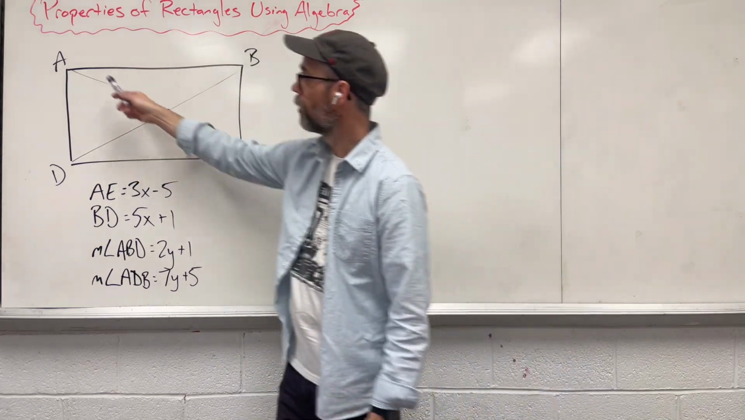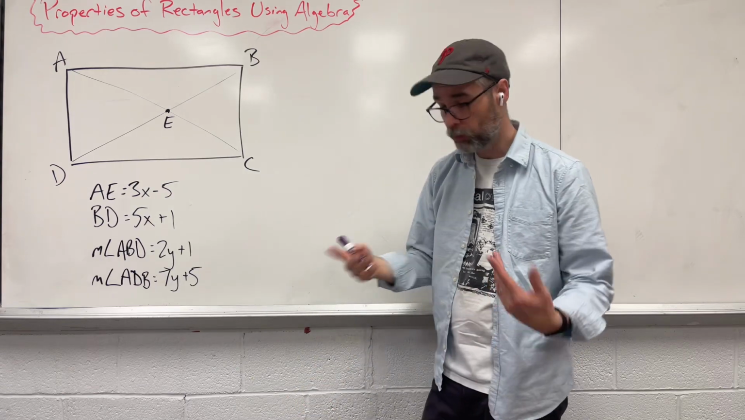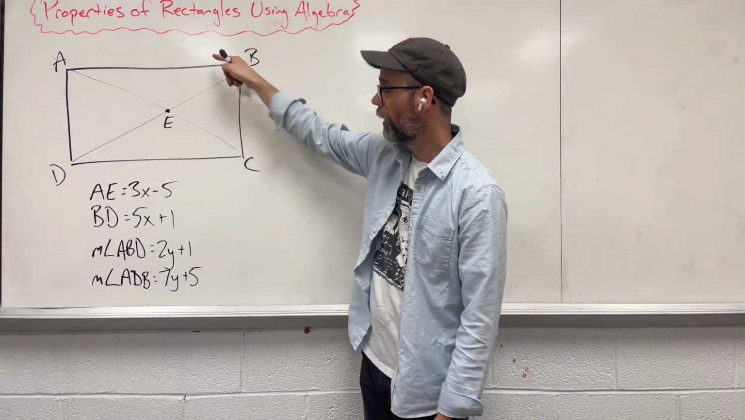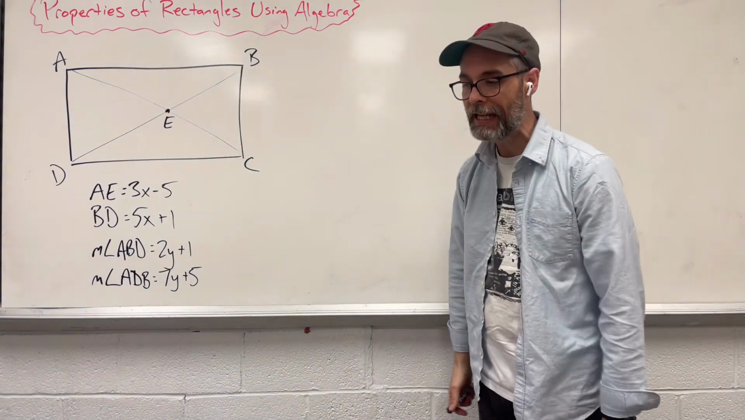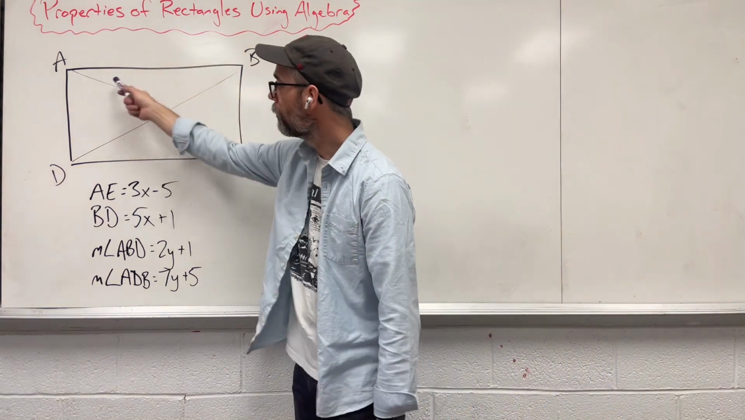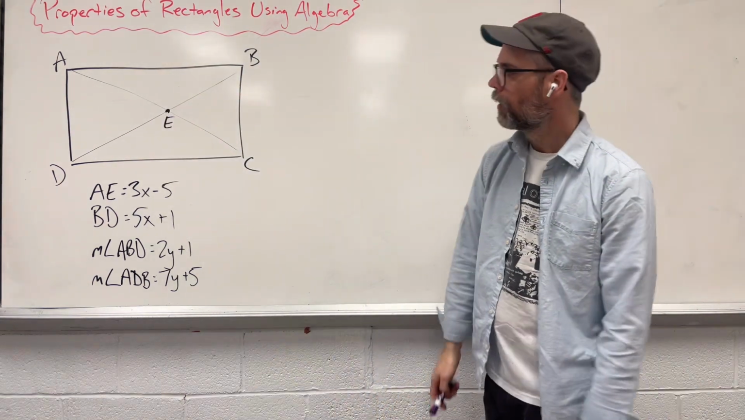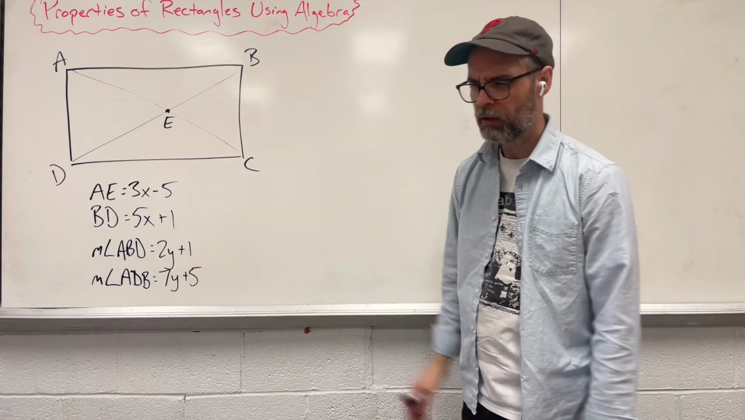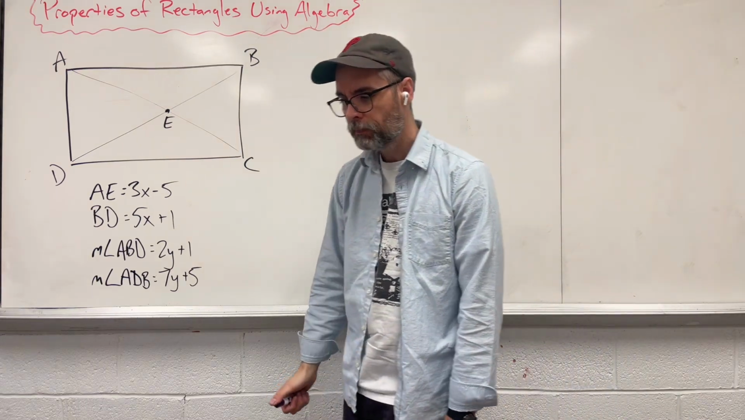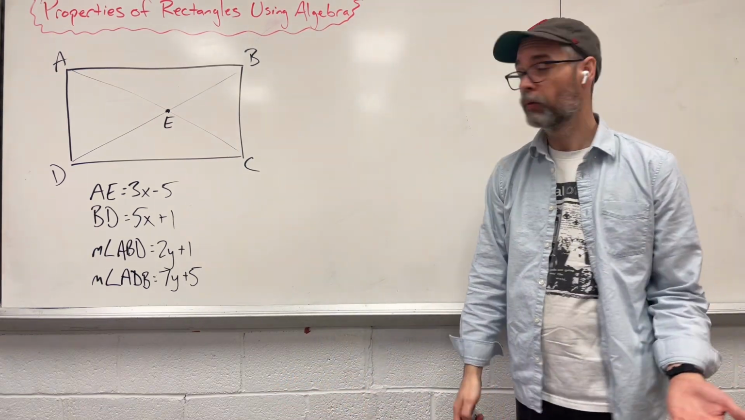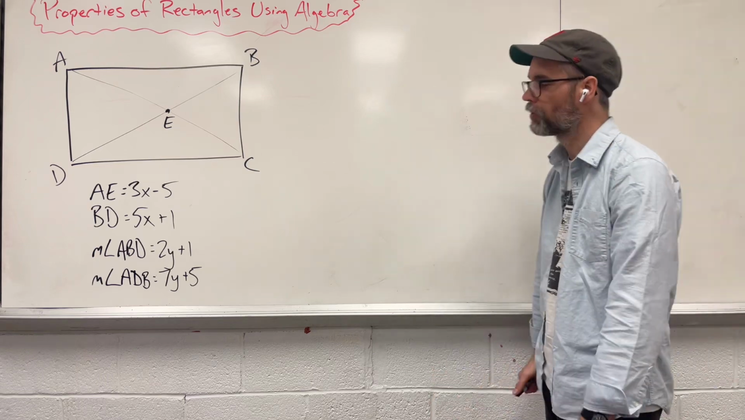Opposite angles are congruent to each other. Consecutive angles are supplementary, or they add up to 180. When we have diagonals, they end up bisecting each other, even if pictures don't necessarily look like they do. And our diagonals are congruent to each other. They're the exact same length, same size.